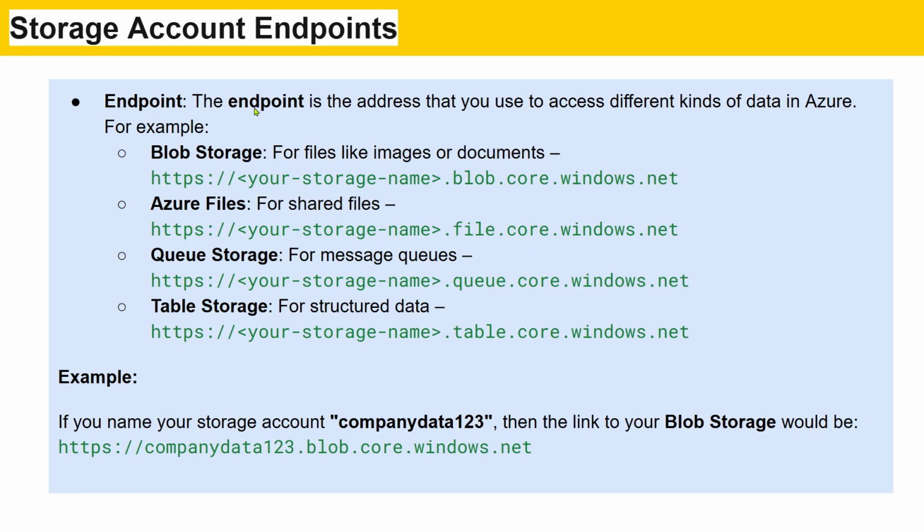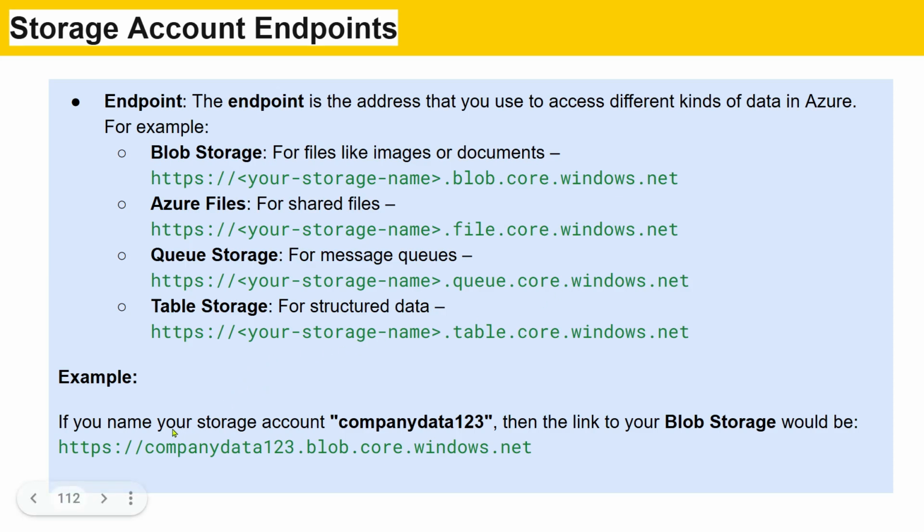The endpoint is the address that you use to access different kinds of data in Azure. We saw different kinds of data: Blob storage for your media and audio, Azure Files for file sharing, Queue storage, where data gets queued between the different components of the application, and Table storage, NoSQL kind of data. So these are the URLs. HTTPS, your storage name, .blob.core.windows.net, .file.core.windows.net, .queue.core.windows.net. This is how the URL looks.